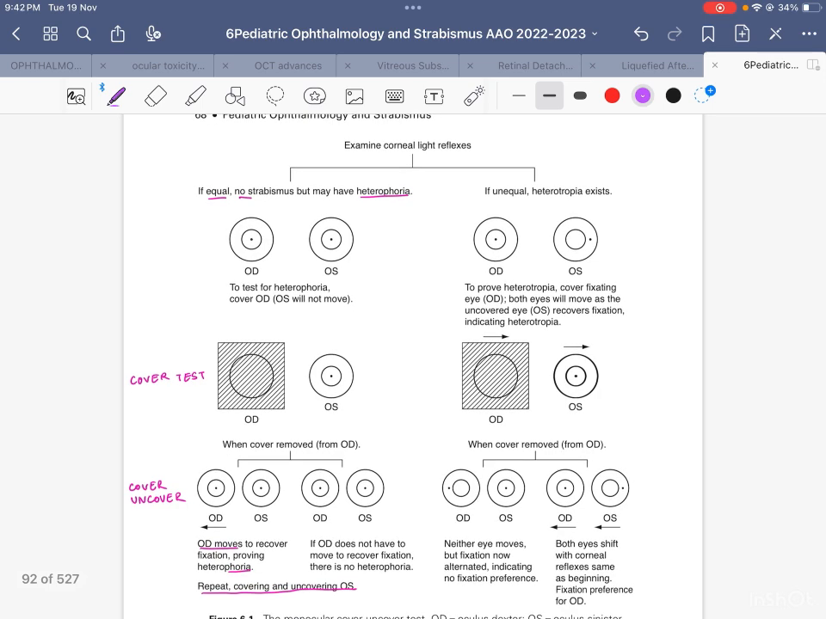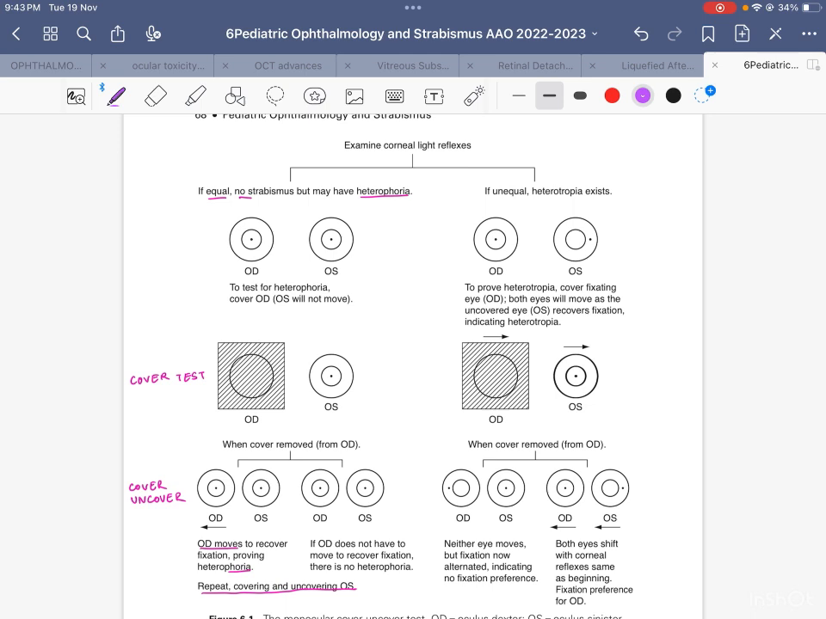First thing to note when the patient comes to us is, is there an obvious deviation, or are both the eyes well centered? The first scenario that we are discussing is that the corneal light reflexes in both the eyes are equal. There can be two possibilities in this situation: that the person is actually orthophoric, that is, there is no strabismus present, or there could be a hidden squint, which is the phoria, heterophoria, that is present.